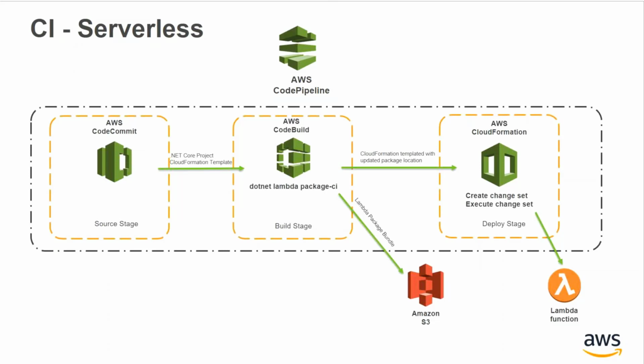It's going to update the CloudFormation template to point to that location, and then it's going to output that updated template. Now that updated template can then be passed on to our deploy stage, where we're going to use CloudFormation to create our change set, which is going to run our transformation, and then we're going to execute our change set. And that will actually update our Lambda function.